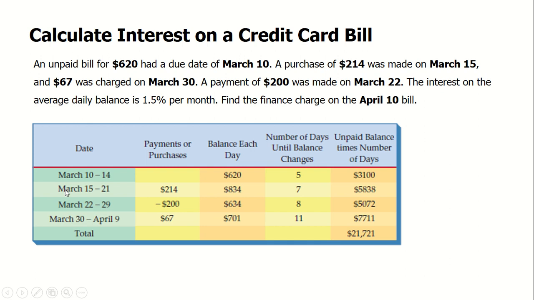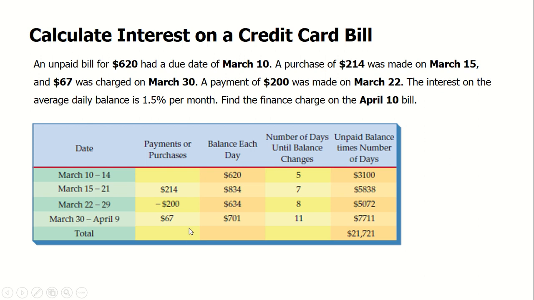And then March 15 is when you made the purchase. You paid on March 22. So the dates should be March 15 to 21. March 22 is when you made the payment, but you made another purchase on March 30. So this should be March 22 to 29. March 30 is when you made another purchase amounting to $67. And then now you have the bill on April 10. So this should cover March 30 to April 9.